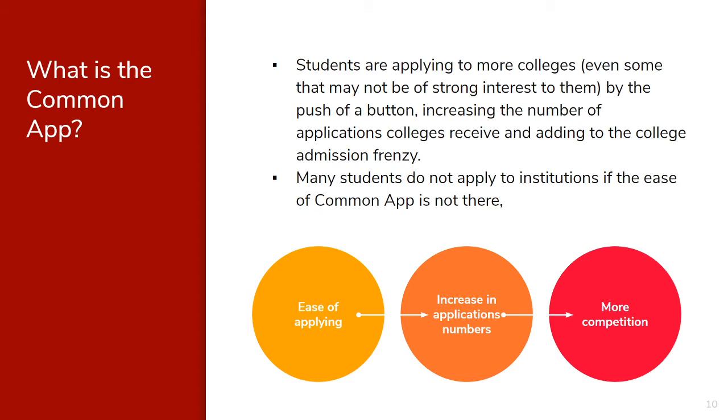Students are applying to more and more colleges, even ones they might not have a strong interest in, by the push of a button, increasing the number of college applications received and adding to the college admissions frenzy. Many students do not apply to an institution if the ease of the Common App is not there. As a result, like I mentioned before, of this application inflation, acceptance rates have dropped in many schools, increasing the competition. As the flow chart shows below, the ease of applying leads to the increase in application numbers and more competition.